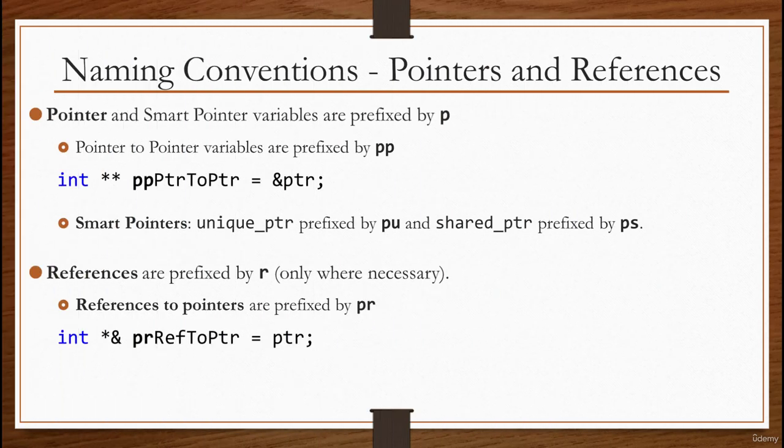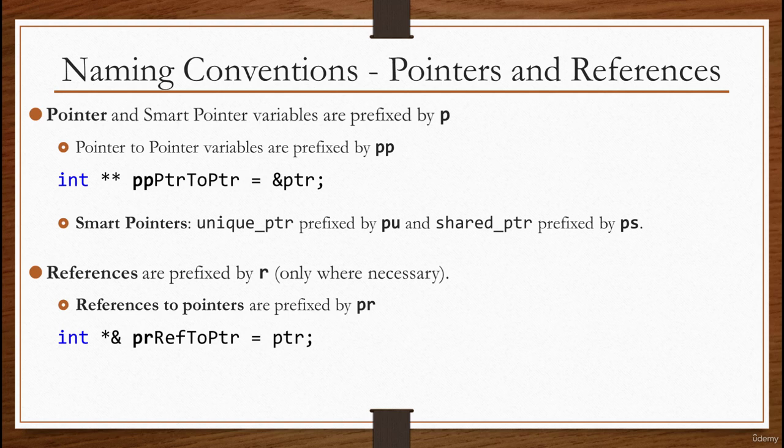Next, let's talk about pointers and references. To make it easy for us to see that some variable is a pointer or a reference, I prefer to start pointer and smart pointer variables with a lowercase p, and then a pointer to a pointer we can prefix with pp. As you can see in this example, we have some pointer to a pointer called ppPtrToPtr. We have two asterisks there to an integer.